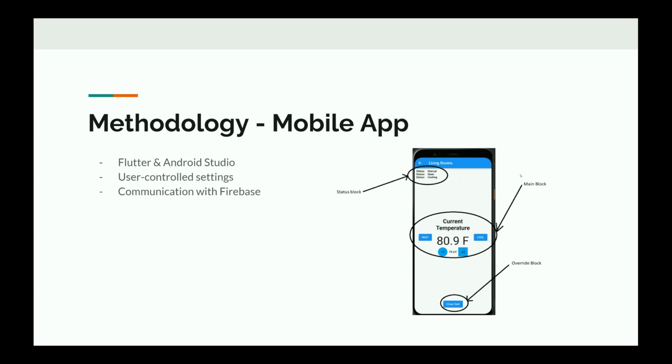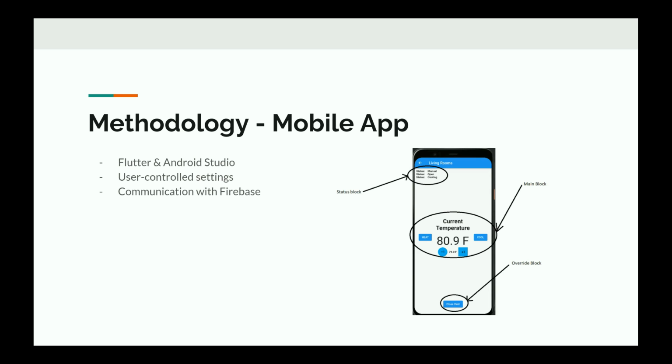For my mobile app, I coded this using Flutter and Android Studio. You can see on the right, there are 3 main blocks. The first block is a status block. In the status block, I have around 3 statuses right now. The first status keeps track of the AI, which is either on manual or auto, where manual is off and auto is on. The next status is about the vent, which is either open or closed. The last status is about the thermostat, which is either on cooling or heating.